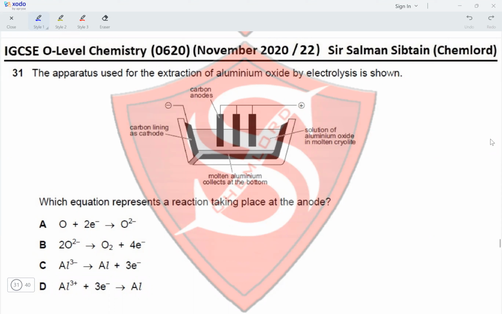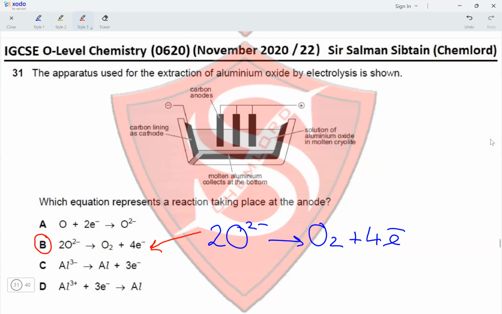Anode is where oxidation takes place, and the species that is oxidized is the oxide ion. So O2- ions will form O2 gas. We would need 2 moles of O2- ions, and this would result in liberation of 4 moles of electrons, because anode is where oxidation occurs. So electrons are lost. This is the equation that is present in option B, making B the correct option for this question.